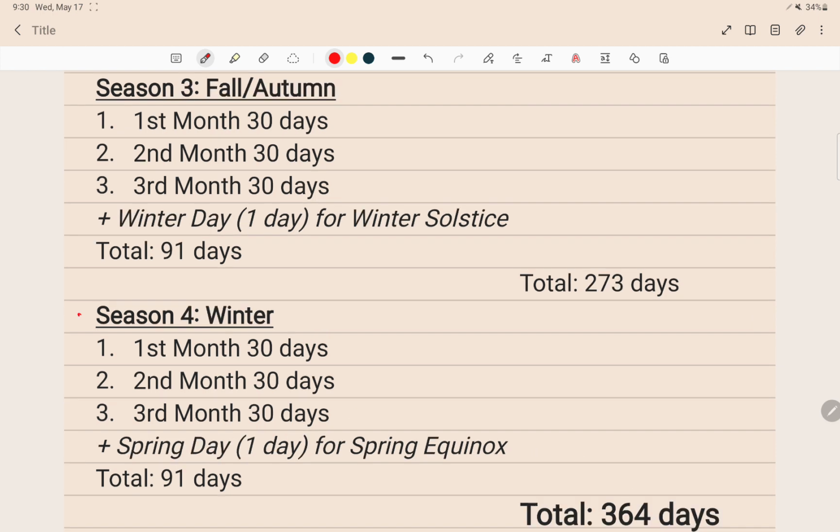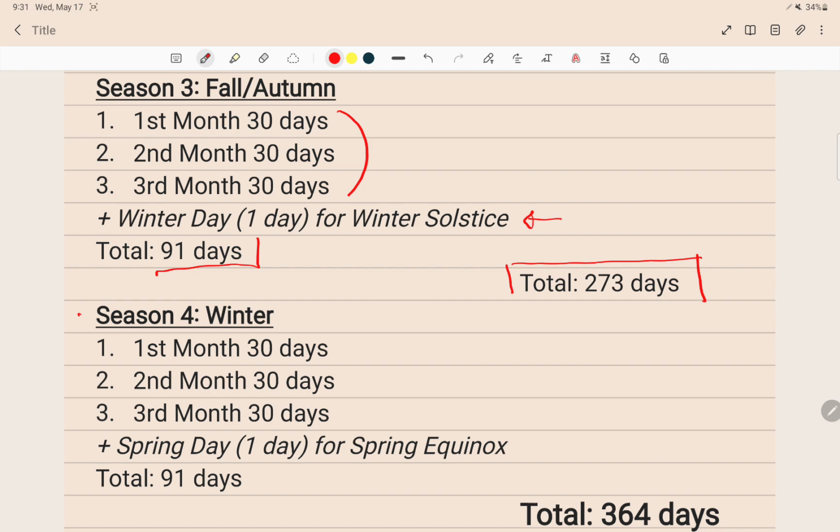The third season starts, that's going to be fall or autumn. Again, the same thing. All 3 months are going to be 30 days, and you have one day, a winter day for winter solstice. So, the total for the entire season would be 91 days. And up until now, we're going to have 273 days in the calendar.